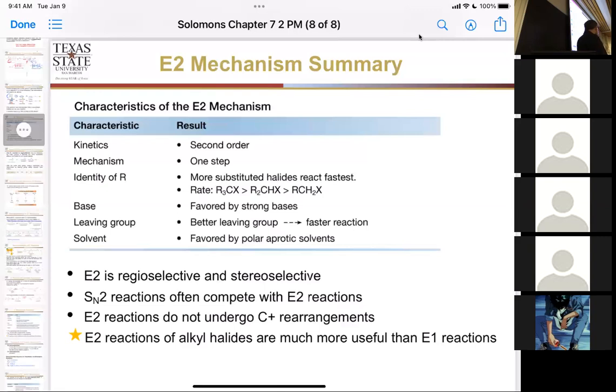And the E2 reactions of alkyl halides are much more useful than E1 reactions, because the E1 is going to give you a competition with SN1, E1. And so you're going to have elimination products, substitution products, and you're going to have your carbocation move around. So you can end up with like 10 products from just the one reaction, where you're only going to get one product from the E2 reaction, maybe two. Okay, questions on that? Okay.